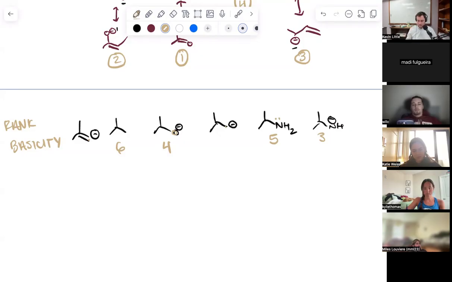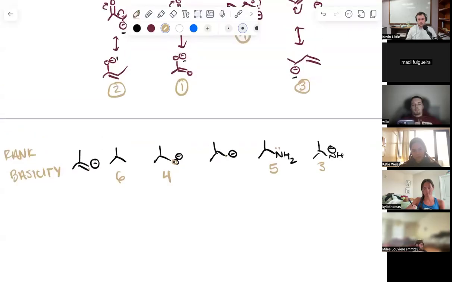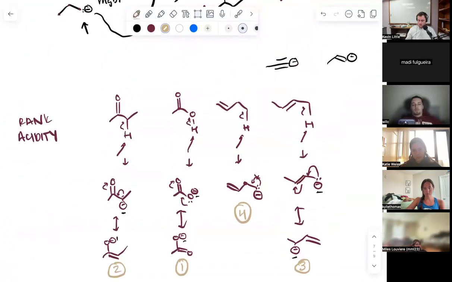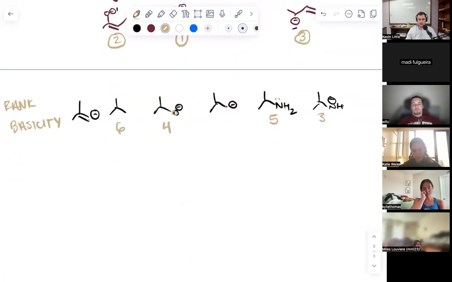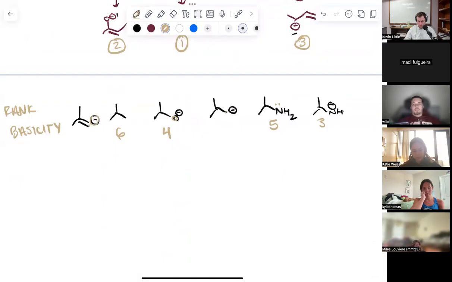And then these two are tricky. We just talked about it up here. What's the more stable negative charge? The sp carbon or the sp2 carbon? For the acids, it was sp. So the sp is more acidic, which means it's less basic. Okay. This negative charge is more stable than this negative charge. So it goes 2-1.